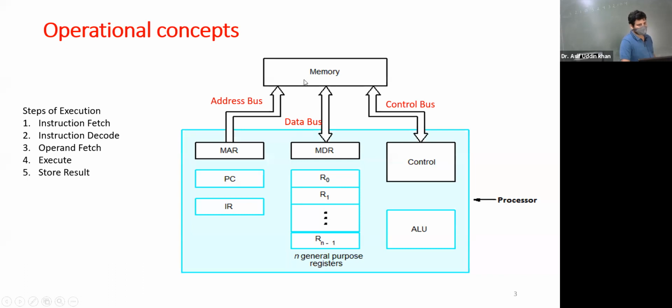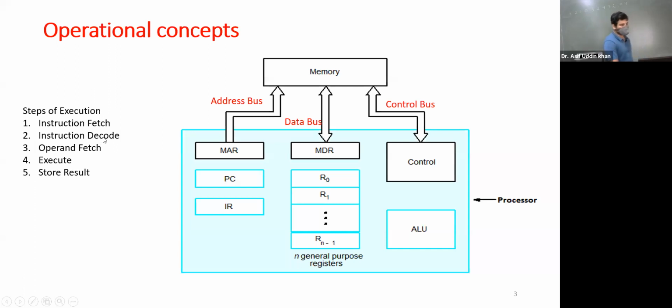Then the control unit will generate a read signal for that memory address. After the read signal is generated by the control unit, the read operation is done and that instruction comes from memory to the MDR. Then from MDR, it goes to the IR, the instruction register. Then from the instruction register, it goes to the control unit, which will decode that instruction. In the instruction fetch phase, the instruction is fetched, and also in that phase the program counter value is incremented to point to the next instruction.